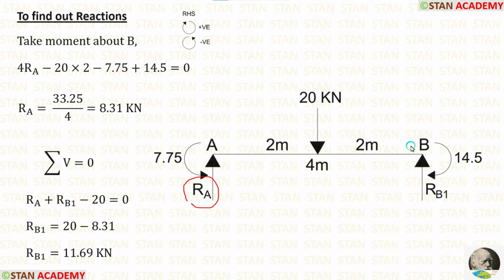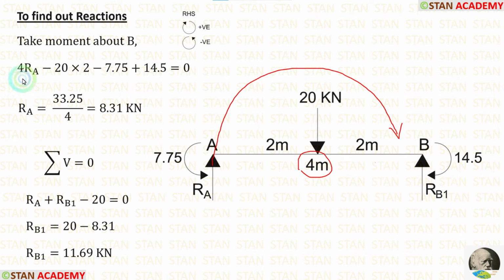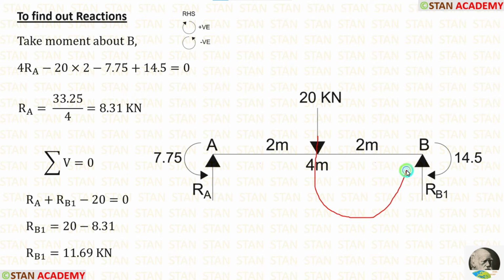For that, I am going to take moment about B. In this case, I am moving towards right hand side. Clockwise will be positive and anticlockwise will be negative. The vertical reaction RA is acting towards the point B in the clockwise direction, so it is positive and the distance is 4 meter, so 4 RA. The point load 20 kN is acting towards the point B in the anticlockwise direction, so it will be negative and the distance is 2 meter, so 20 into 2.